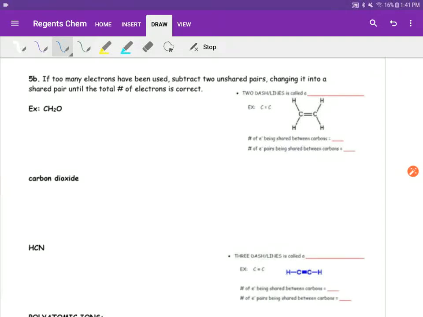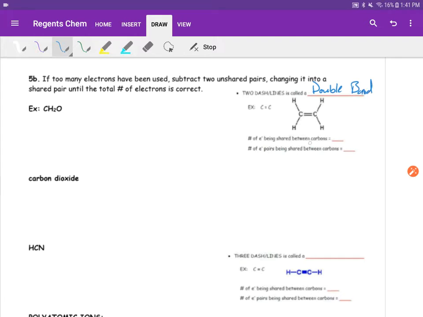5.4 part 2. Now we're going to get into a little bit more in-depth scenarios of what happens if we run out of electrons to use. Before we do that, kind of like we did in the last one, if you see 2 dashes or lines, that is a double bond. You probably figured that out already. Okay, but just want to make sure we're all on the same page.